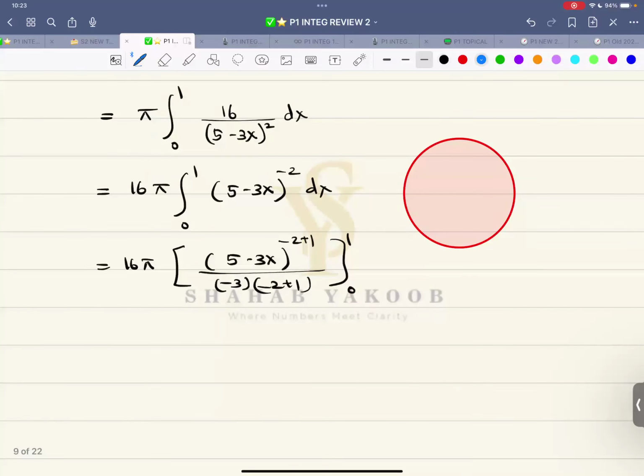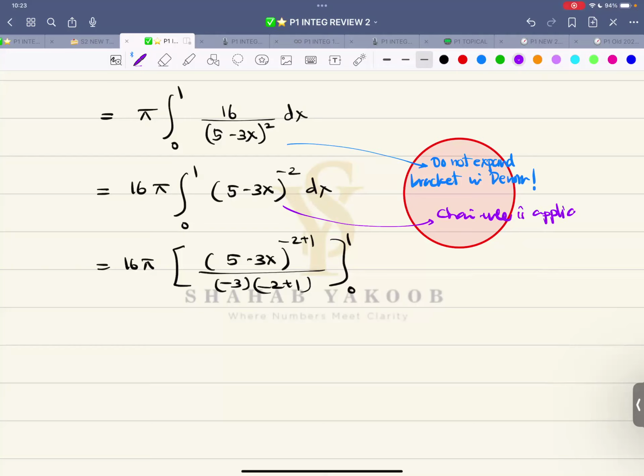One thing is this one: do not expand the bracket in the denominator. That is the first thing. And of course, related to this, the chain rule is applicable. So basically, the chain rule is applicable, and that is how you have to integrate it.